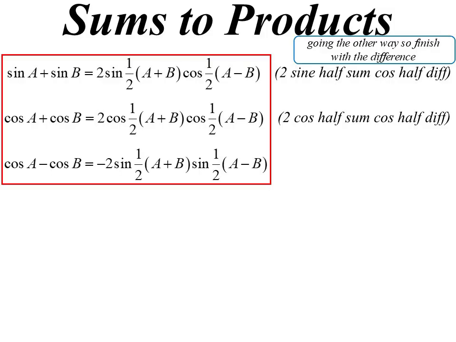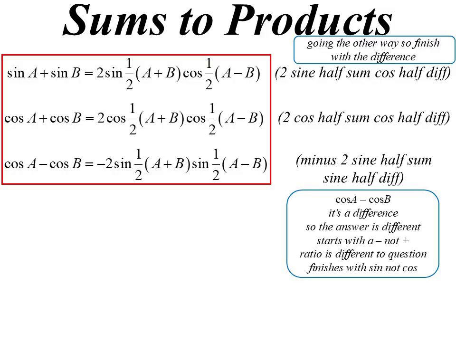But then we get cos minus cos, and this one becomes minus 2 sine half sum, sine half diff. Well, it's the difference. So this one's difference. Everything's different. Instead of 2, it's minus 2. Instead of being the same ratio to start with, I go to the other ratio. So it's sine. And instead of finishing with cos, I finish with sine. Everything's different. Now the thing about these ones, these are not on the reference sheet. They are if you read the other ones backwards, I suppose. So they don't specifically have these ones.